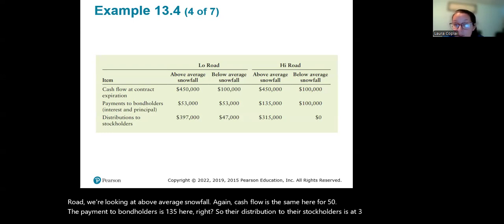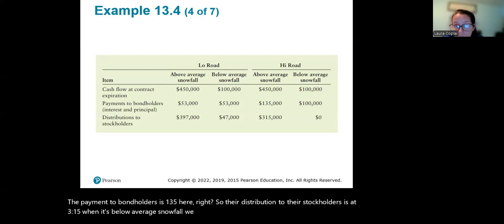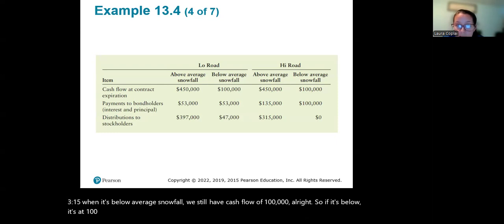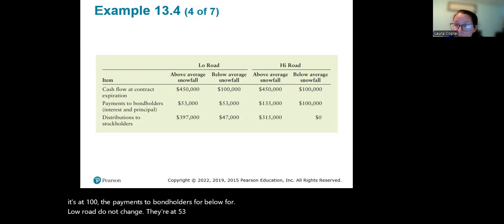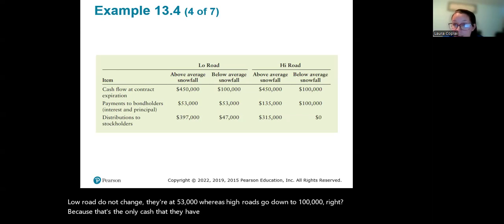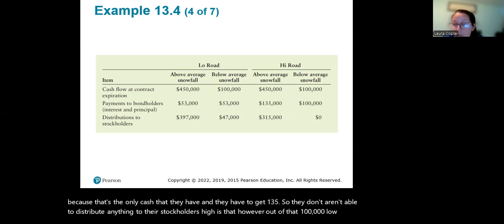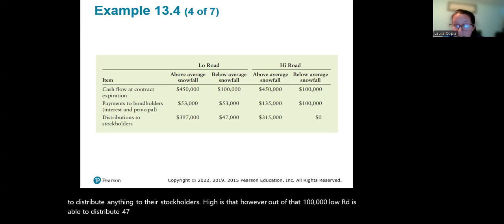When it's below average snowfall, we still have cash flow of $100,000. The payments to bondholders for Low Road do not change. They're at $53,000. Whereas High Road's go down to $100,000, right? Because that's the only cash that they have, and they have to pay $135,000. So they aren't able to distribute anything to their stockholders. However, out of that $100,000, Low Road is able to distribute $47,000 back to their stockholders. That would be the 100 minus the 53.